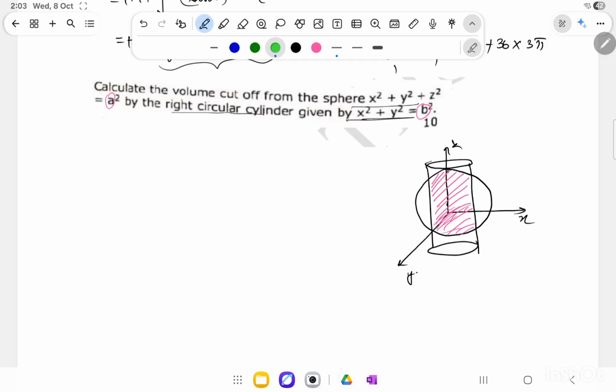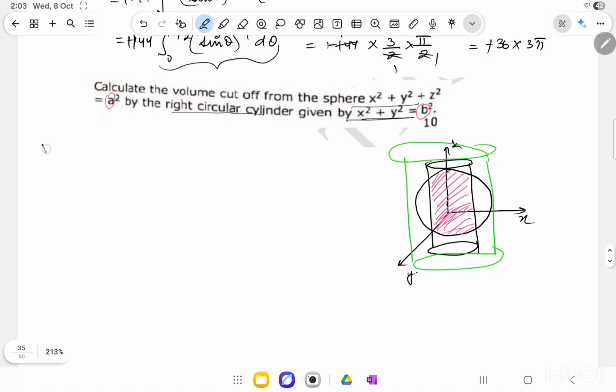Our cylinder can be somewhat of this form as well. That depends on the values of b and a. Then the common volume will basically be the volume of the sphere in that case. So it can be the outer cylinder or the inner cylinder based on the values of a and b. So we'll solve it generally without considering which one is greater or which one is less. So let's solve this question.